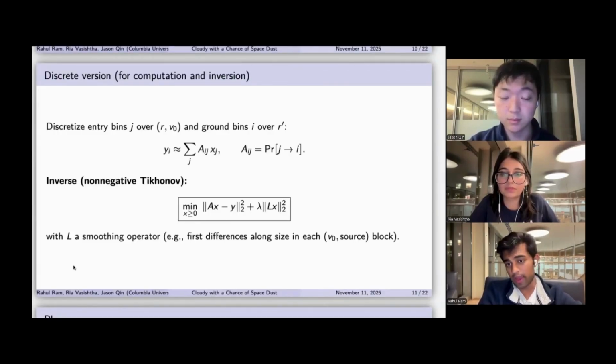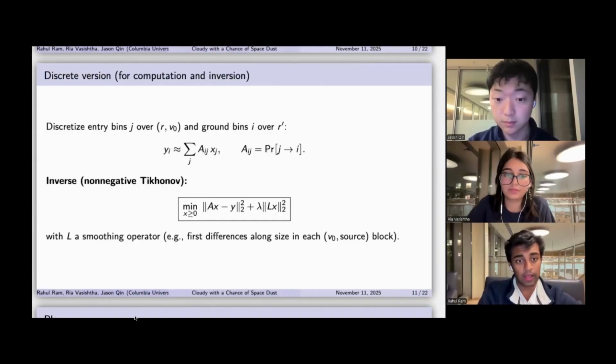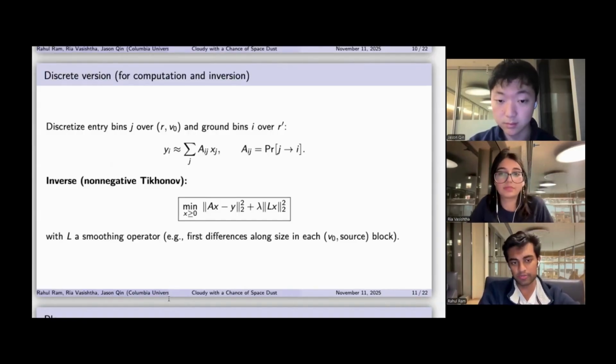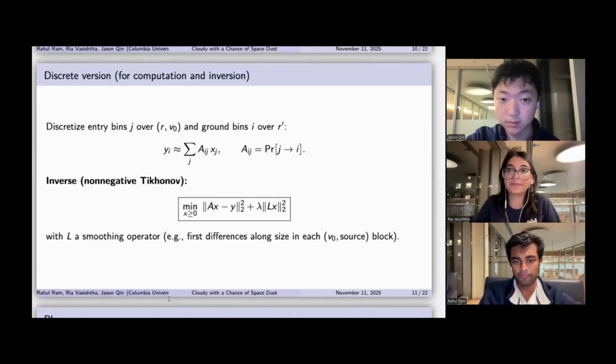distribution. We solve for X non-negative by minimizing ||AX − Y||² plus lambda ||LX||², a least squares regression minimization problem, where L adds a smoothness penalty. That's a non-negative, mildly regularized least squares problem, stable and physically meaningful.